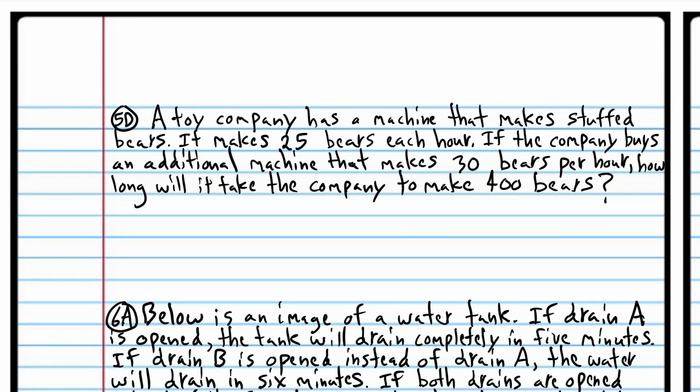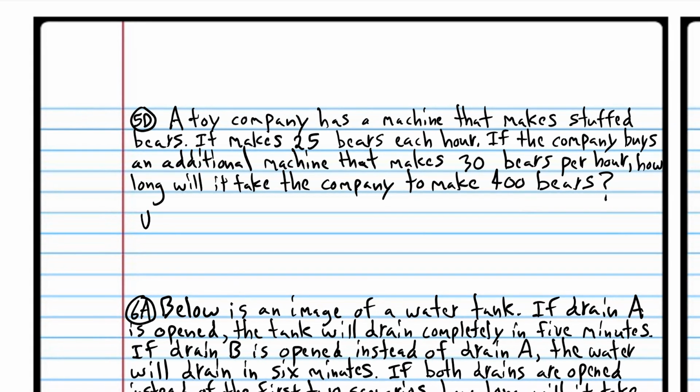All right, we're back. A toy company has a machine that makes stuffed bears. It makes 25 bears each hour. If the company buys an additional machine that makes 30 bears per hour, how long will it take the company to make 400 bears?